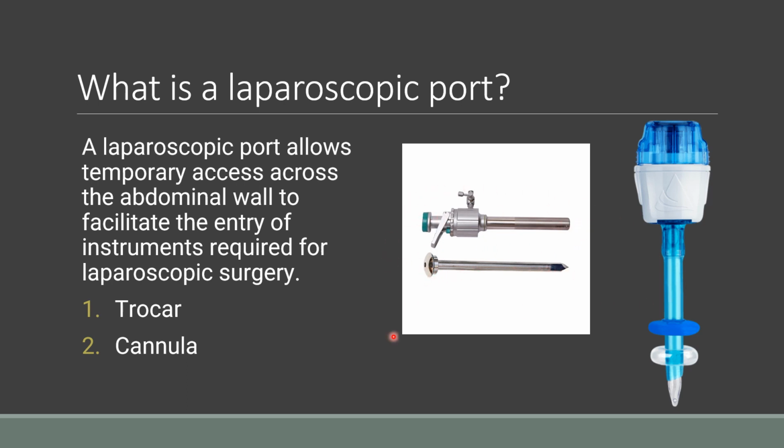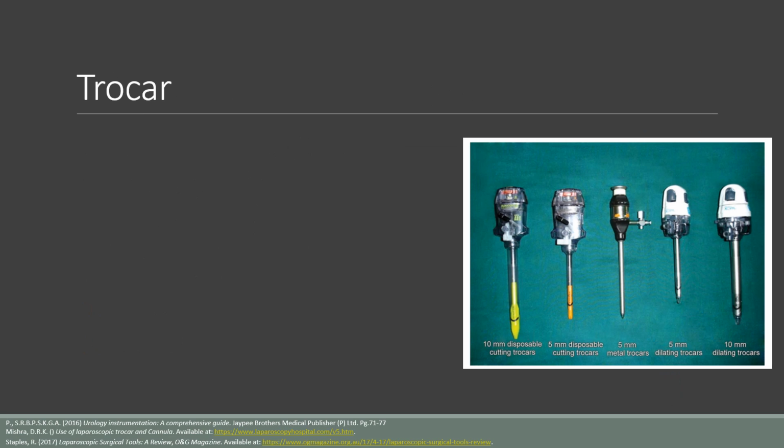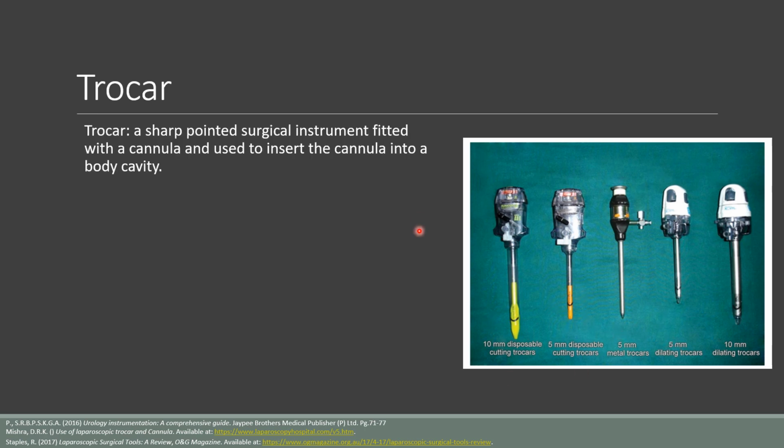We'll go into a little bit more detail on these two different parts that make up a laparoscopic port, and I'll begin by speaking a little bit about the trocar. So what is a trocar? From the previous picture, you would have realised that the trocar is a little bit sharper than the cannula, and as you can see in the pictures here, all these trocars have sharp pointed ends. Essentially, a trocar is a sharp pointed surgical instrument fitted with a cannula, and it's used to insert the cannula into the body cavity.